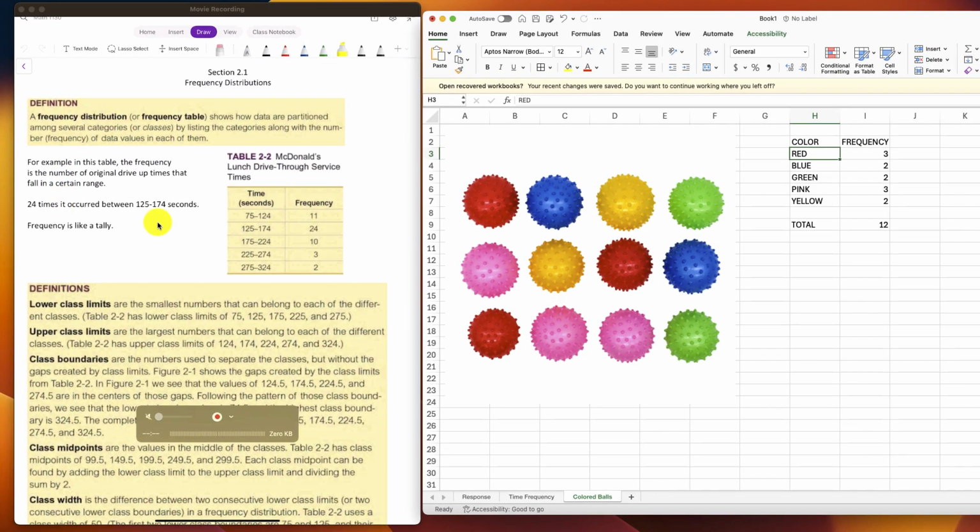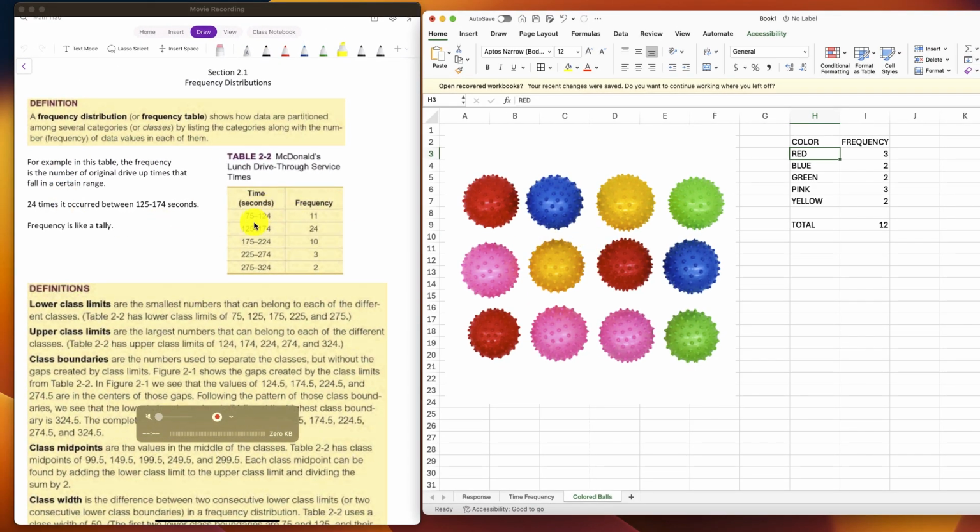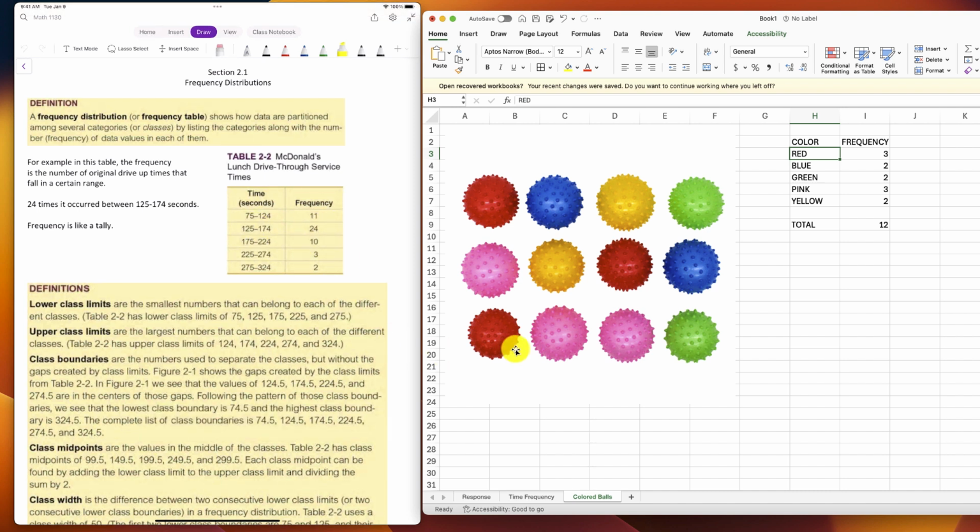Now look at this frequency distribution over here. We have time in seconds, and it has different classes. So we have a time from 75 to 124, 125 to 174, and then we have frequencies of drive-through McDonald's service times. So 11 were between this time, 24 were between this time, 10 between this time. So again, this is just a frequency table showing the tallies of cars that came through the McDonald's service line.